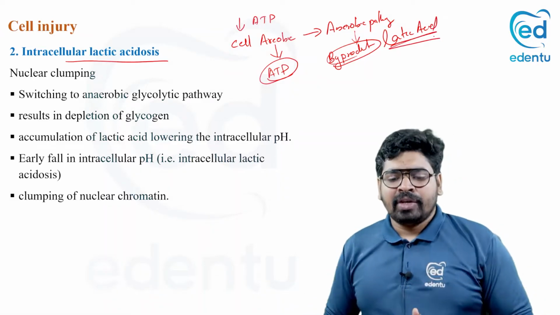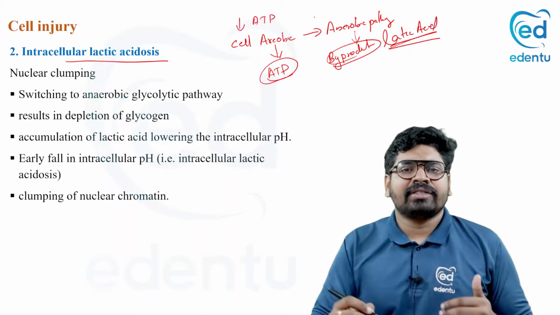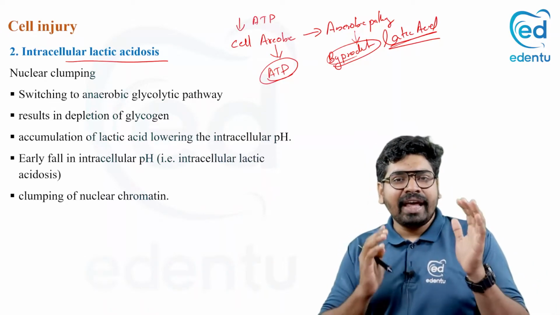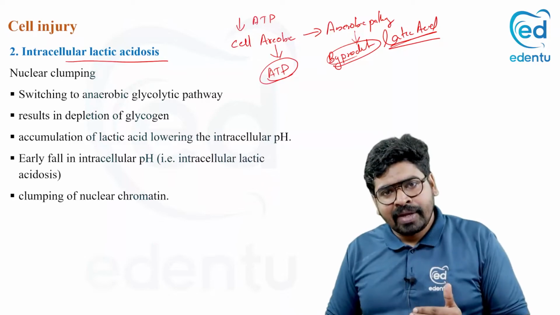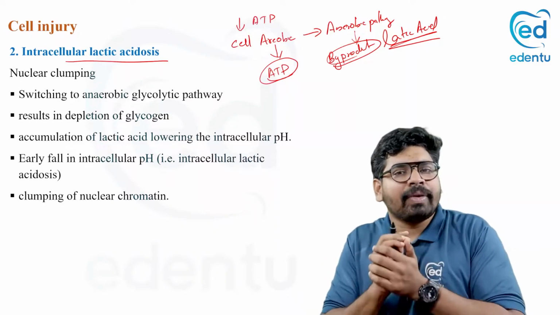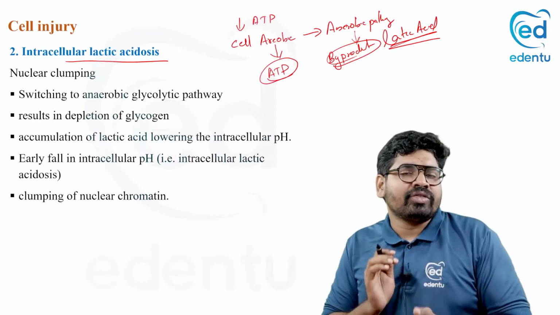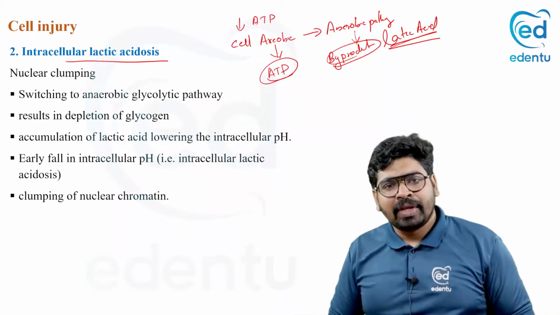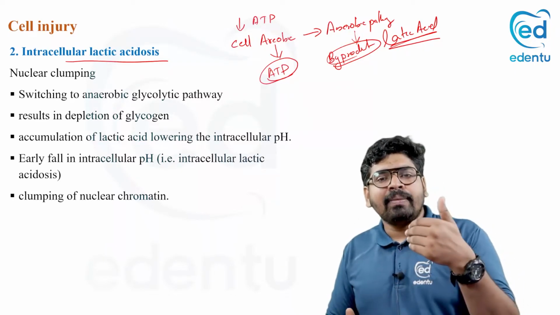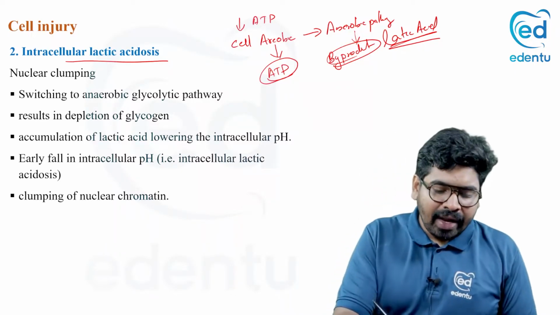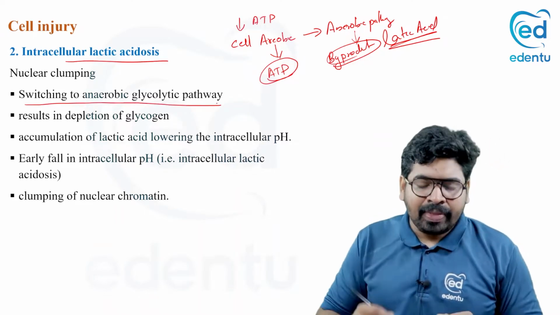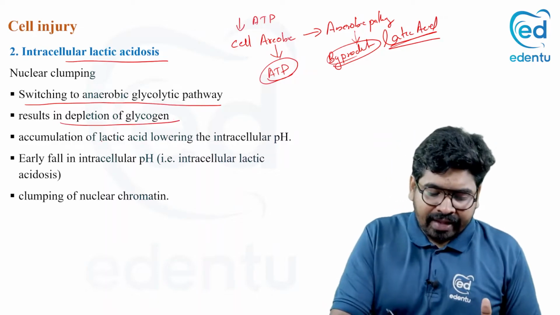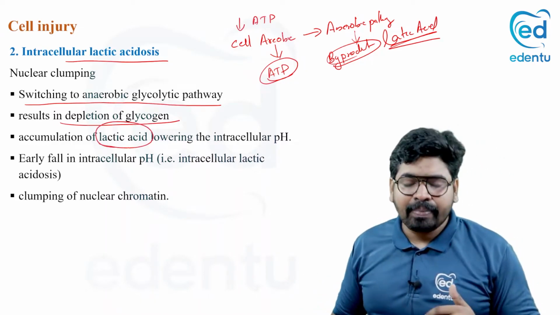Lactic acid. So whenever there is a reduction in the oxygen supply, whenever there is hypoxia, whenever there is ischemia, our cell will change because it is not getting oxygen. It can't follow the aerobic pathway. It is not getting oxygen because of this ischemia. So the cell will change from aerobic to anaerobic. Now, in the anaerobic pathway, the byproduct is lactic acid. So there is a switching of the aerobic pathway to the anaerobic pathway because of the depletion of glycogen, and lactic acid occurs. The byproduct is lactic acid.